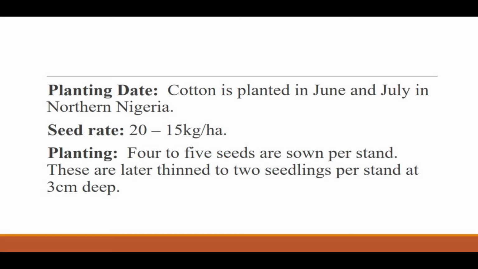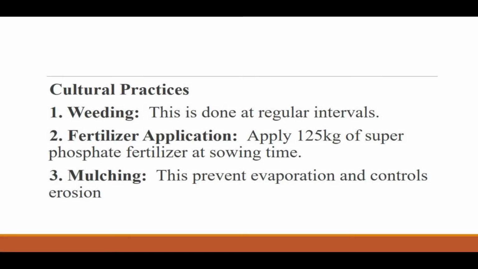Planting: 4 to 5 seeds are sown per stand, and these are later trimmed to two seedlings per stand at 3 centimeter deep. What are the cultural practices? Which is weeding. This weeding should be done at regular intervals. Fertilizer applications: we are applying 125 kilogram of super sulfate fertilizers at the sowing time. Mulching: this prevents evaporation and it also controls erosion.